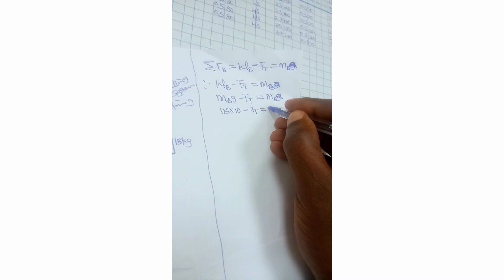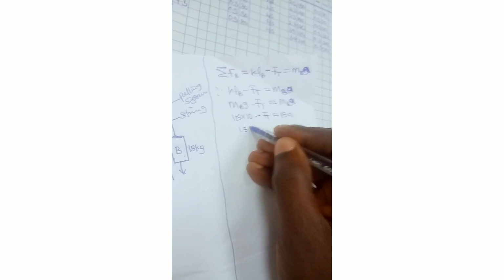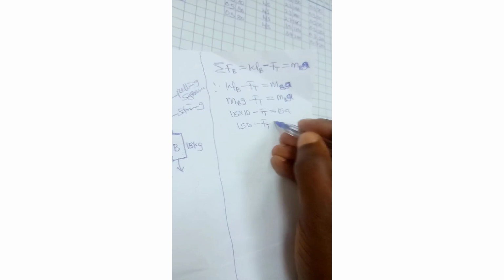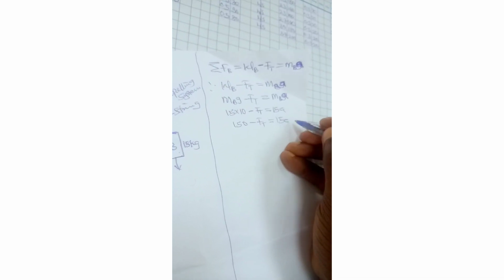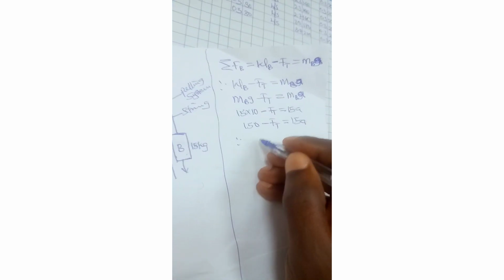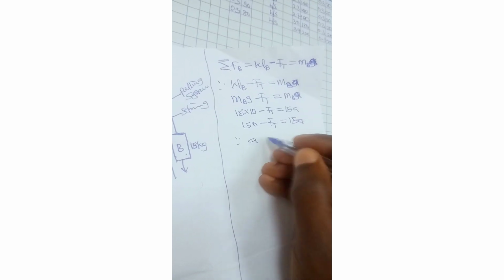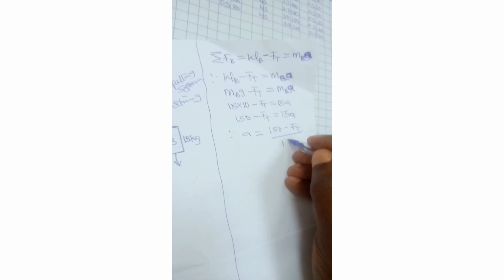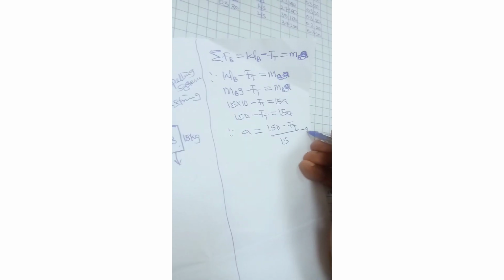Your MB is still 15 times A. Now if you multiply this, 15 times 10 is going to give you 150 minus FT is equal to 15A. So let's make A the subject of formula here. Then we are going to have A equal to 150 minus FT over 15. At this point, this is equation 2.